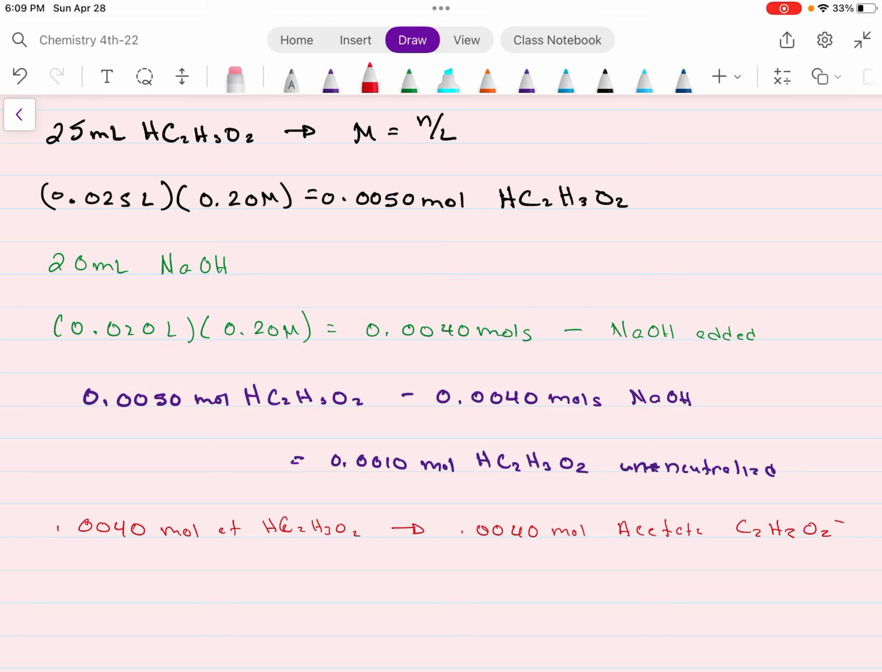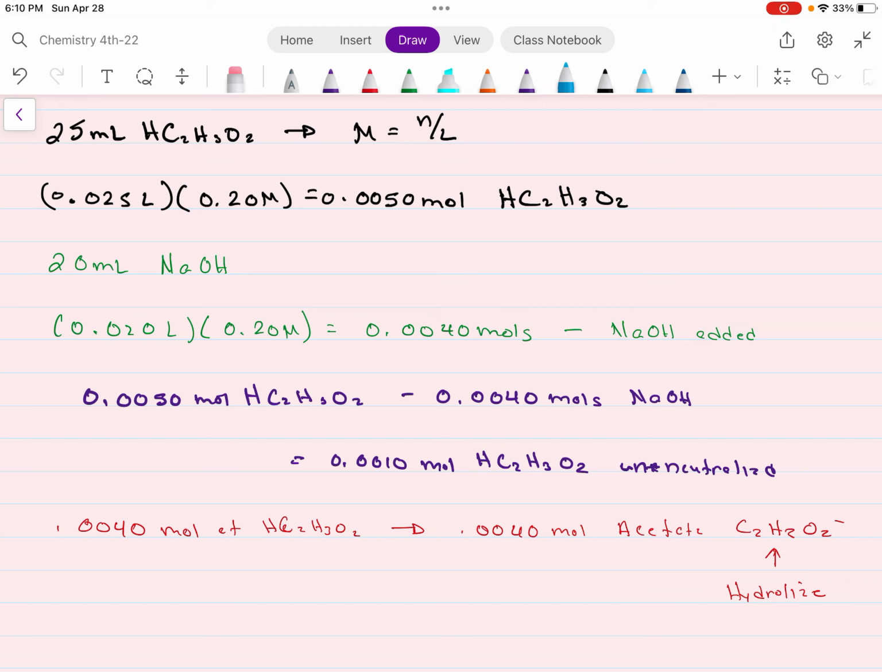Because we have this many moles of acetate now in solution, this is the one that's going to react with water. This is going to hydrolyze. What that means is it's going to accept those protons from the water. So it's going to be reacting with the water. And when that happens, it begins to act like a buffer, because you have that weak acid and that weak base. So in order to calculate the pH at this point, we have to use the Henderson-Hasselbalch equation, the one that we learned the other day.